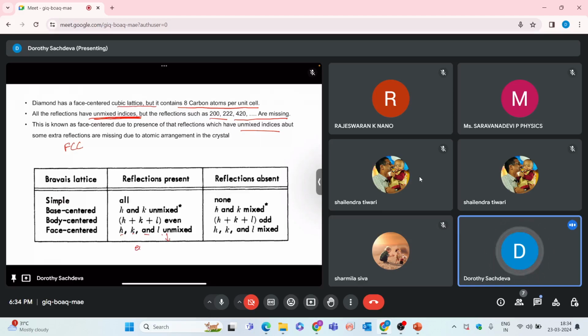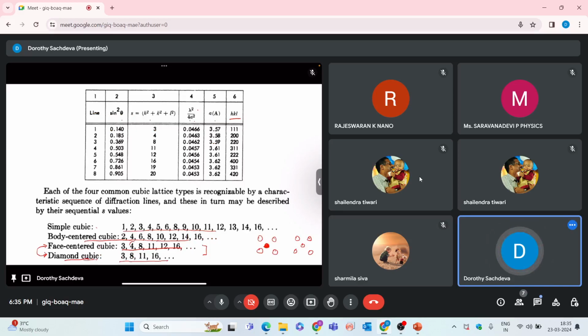Since it is FCC, only those reflections which have HKL values unmixed are allowed. What does unmixed mean here? We discussed this in the last class: either all odd or all even. If the HKL values are either all odd or all even, then that HKL plane will be allowed. Otherwise, if the HKL values are mixed, the reflections will be absent. So diamond is known as face centered due to the presence of reflections which have unmixed indices. But some extra reflections are missing due to the atomic arrangement in the crystal. Like 200 and 222, these reflections are missing. As a result, 4 is absent, and 12 is also absent in the diamond system as compared to the FCC system.